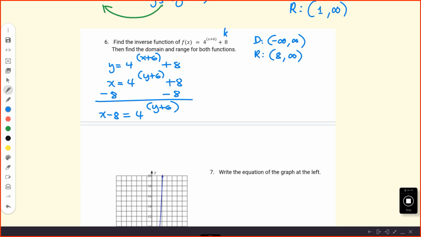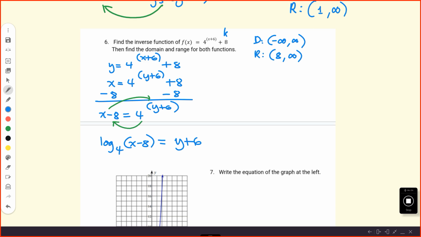Okay. Now, did we isolate already the base 4? Yes. So can we now convert this to the log form? Yes. So what is the base? 4. This is going to be log base 4 of x minus 8 equals the exponent. So I can write this as log base 4 of x minus 8. Because I have a binomial in my term, I'm going to put the x minus 8 inside the parentheses, equals y plus 6.